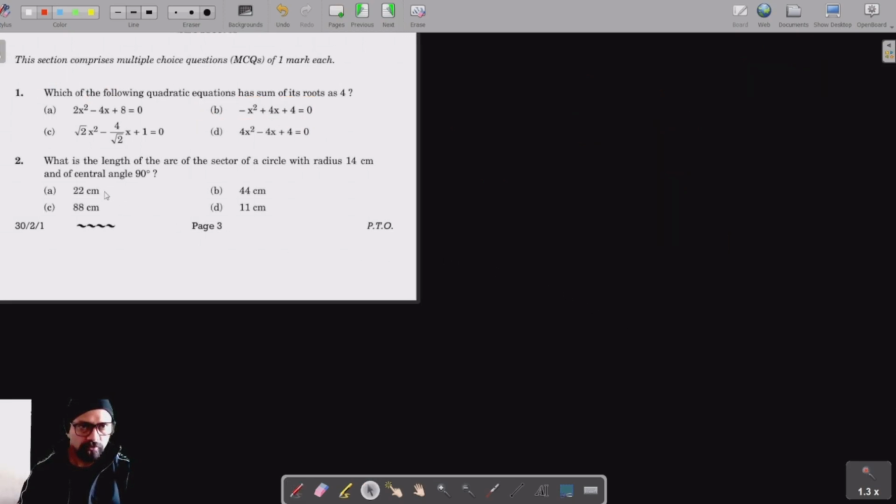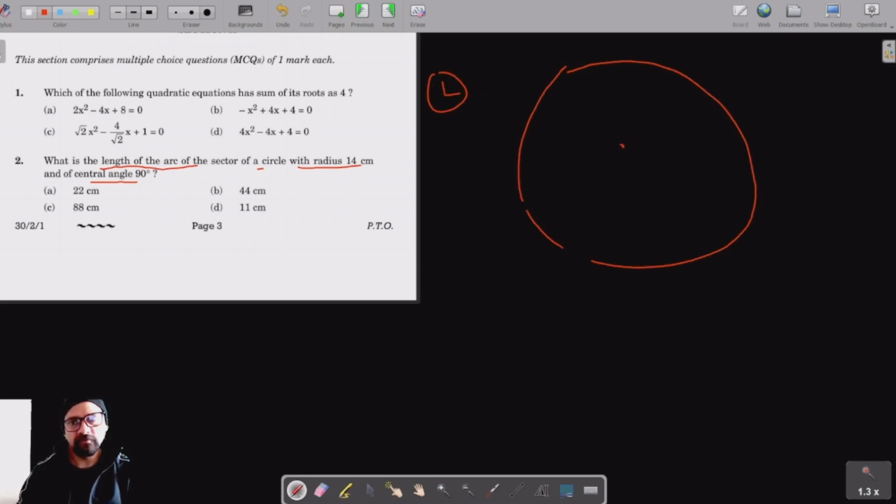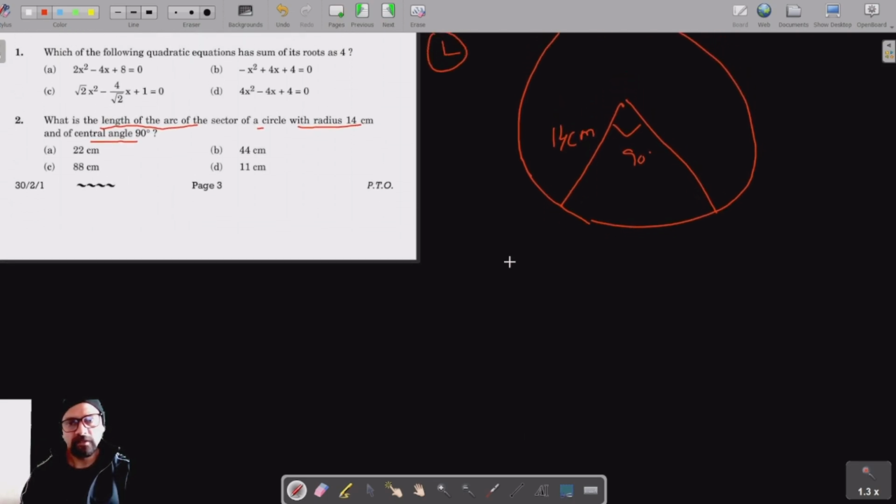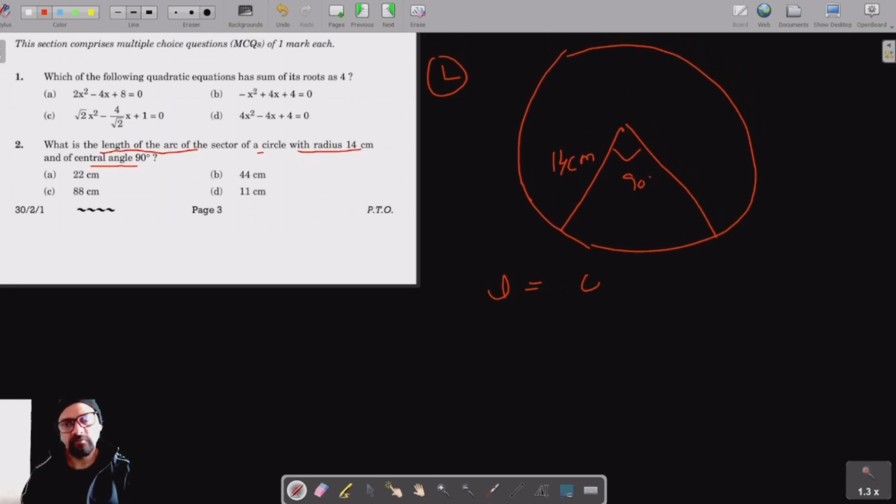For question number 2, it's asked what is the length of the arc of the sector of a circle with radius 14 centimeter, central angle 90 degree. Let's say this is the circle and this is the central angle. It's given that the central angle is 90 degree, the radius is 14 centimeter, and the length of the arc is given by the formula theta by 360 into 2 pi r.